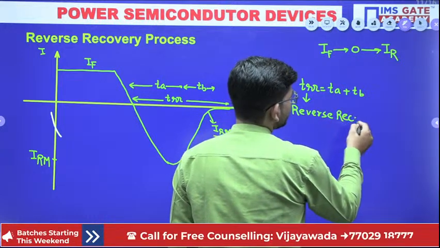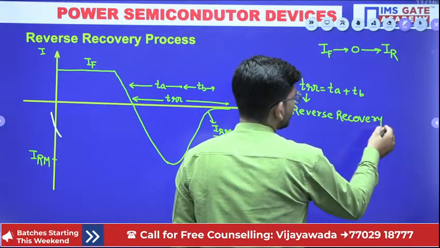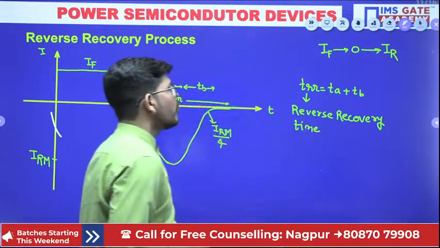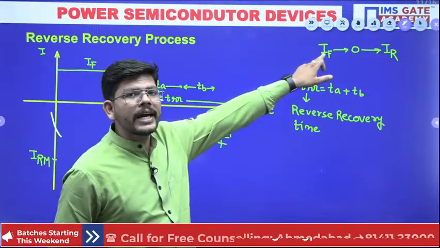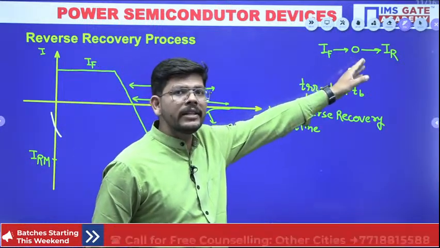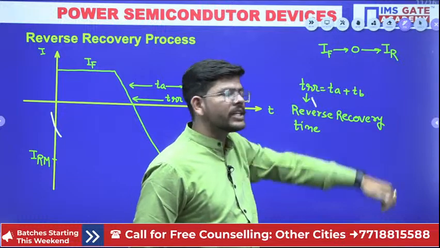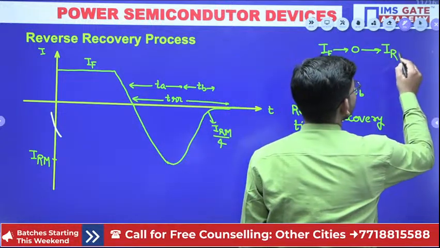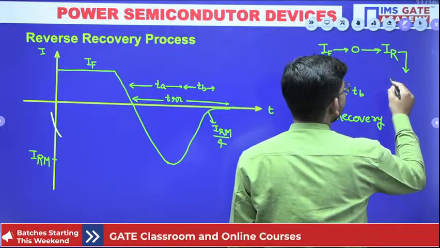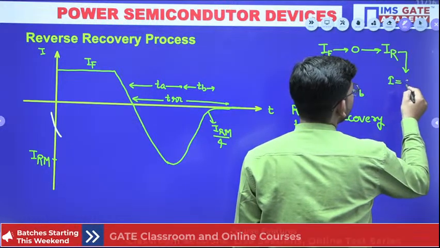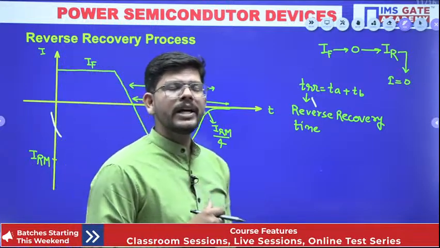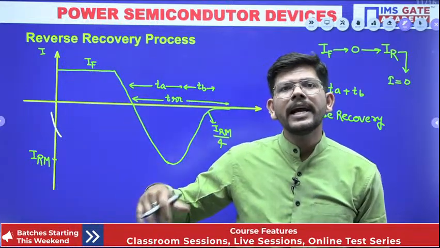This is called reverse recovery time. So what will happen? First of all, the forward current, when we apply the reverse voltage, will go to 0, and then there will be a current building in the reverse direction, and after that this reverse current will decrease, and finally we will get the current I equal to 0. So this is the process through which a semiconductor device will always turn off.